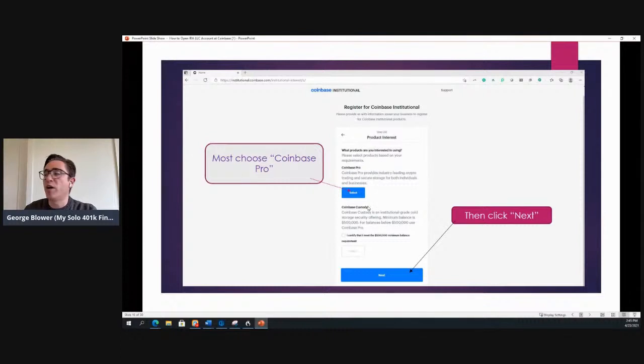We got a good question. So let's get through a few more of these slides, then we'll answer some more questions. You'll now be presented with a question that asks about which type of account you want at Coinbase. Here you want to choose the Coinbase Pro account and then click next.